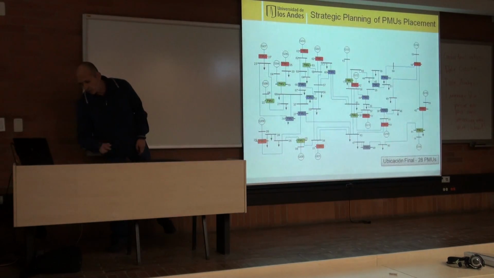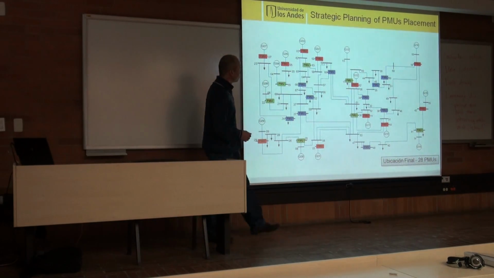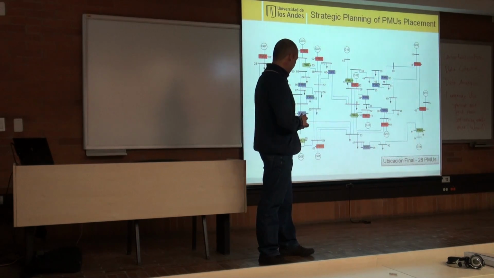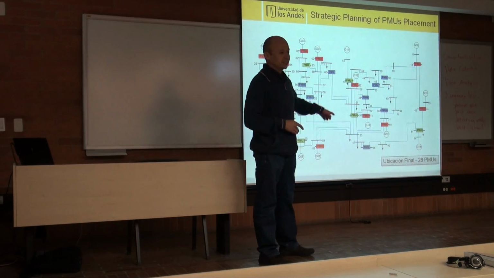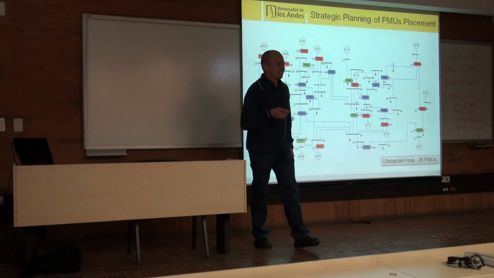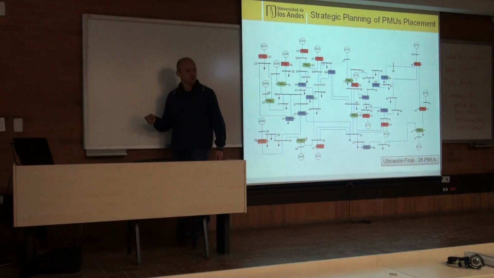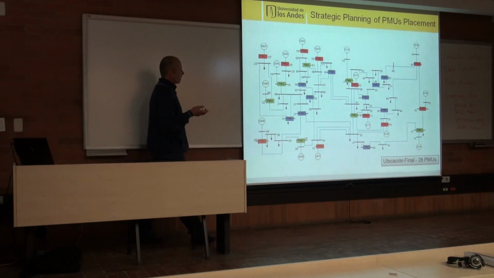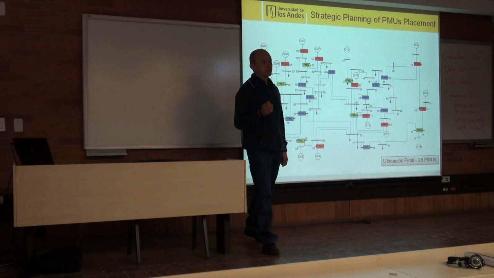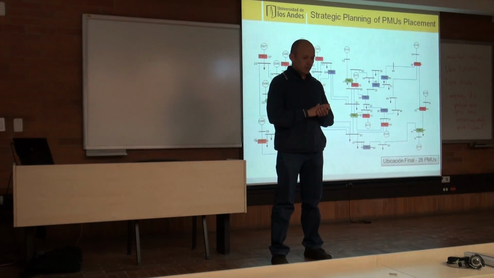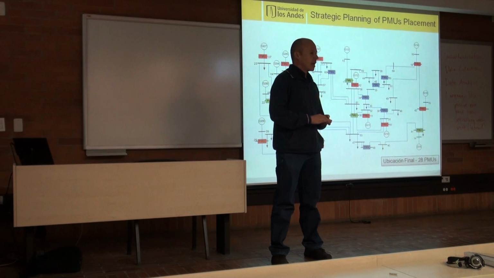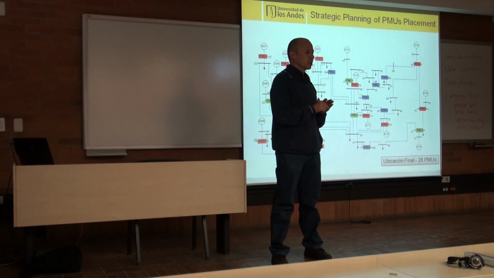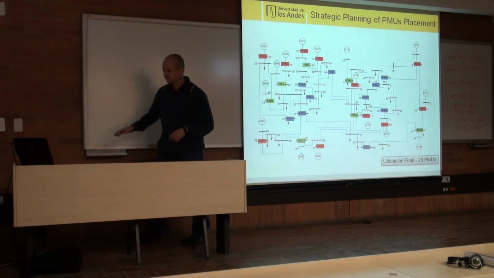For the system that I showed at the beginning, this is the solution using this methodology. You can see that it's 28 PMUs. Do you remember the first solution? It was 24, exactly. So it is not very far from the optimal solution, and it's a strategic planning for the PMU placement in the electrical power system. So, any question?